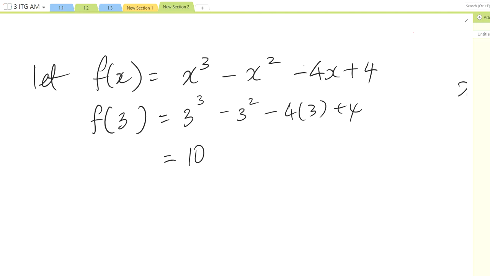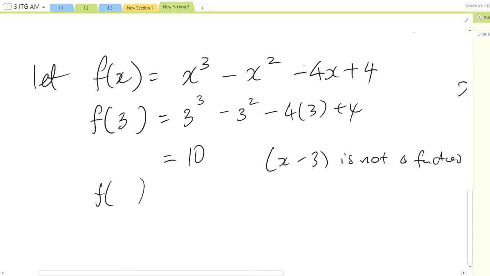I have to do it again. That should be what is going through your mind. So this is not a factor. Throw away. We know that x minus 3 is not a factor. Don't need to write this down. Just continue with the next one already. Okay, try another number.